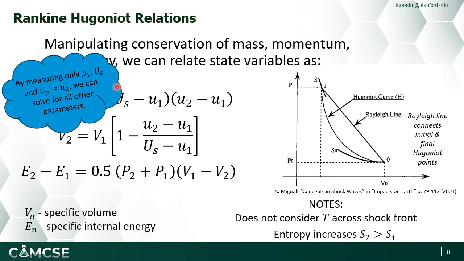So, as I mentioned before, since we now have ways of being able to actually measure the initial density, the shock velocity, and the particle velocity, we can start to solve for all of the other parameters. I should note that here I say UP equals U2. On the previous slide, it was U2 minus U1. This is assuming that you're starting at ambient conditions.